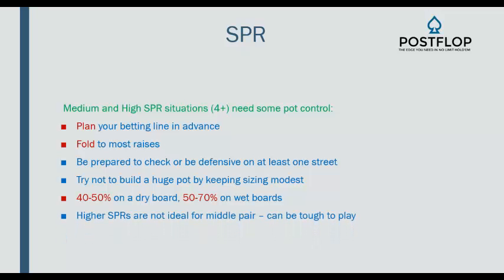And the final point, high SPRs are not ideal for middle pair. We said that low SPRs are decent, but high SPRs are not ideal. The reason is, of course, that it's tricky to play a marginal made hand on turn and river, whereas your opponent may know far better where he's at in the hand, and he's therefore able to exploit you and make you make mistakes more easily than the other way around. So that's why middle pair is a bit trickier for cash game players and deep stack tournament situations.